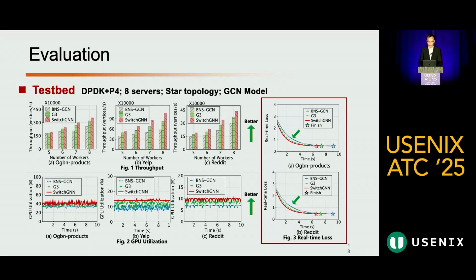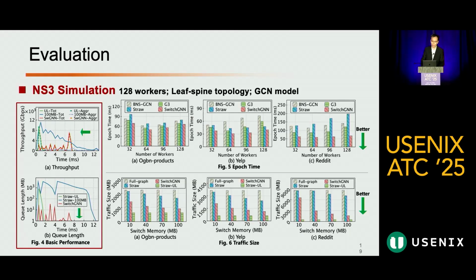Figure 2 shows that GPU servers work harder under SwitchGNN because network delays drop, which gives faster convergence time. Figure 3 shows that the graph partitioning iterative algorithm still gives correct results. We also ran large-scale tests using NS3 simulations. We allowed switch memory to go from 10 to 100 megabytes, realistic for today's switches, and we measured epoch time, traffic volume, queue length, and aggregation speed.